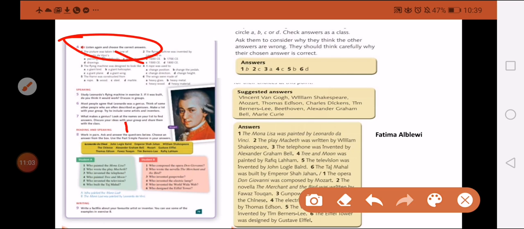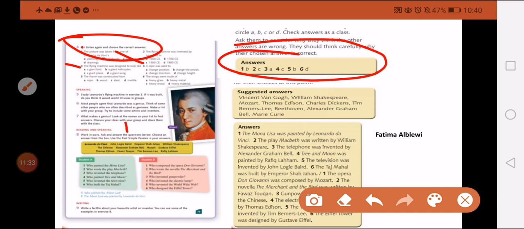1500. Okay. Number 3. The flying machine was designed to look like what? A giant bird. So with A. The answer is A. Here are the answers. Number 4. A rope was used to. What did we use the rope for? To change direction. So a rope was used to change direction. With C.